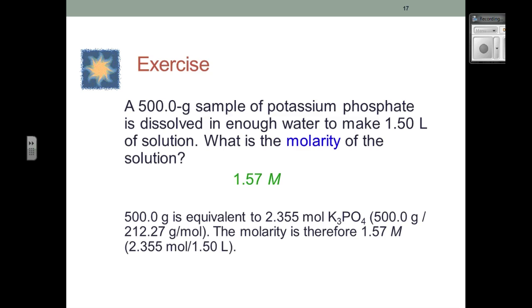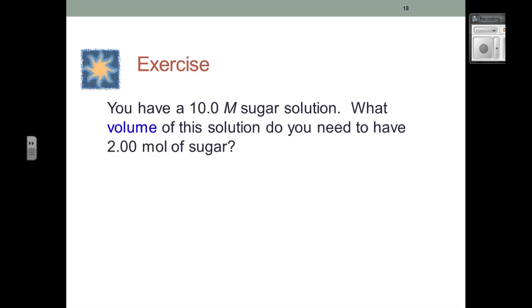Taking notice, potassium phosphate is K3PO4. So you had to get the molar mass, and then you just divide by the volume in liters after you have moles to get your molarity, which is 1.57. This is tying everything in from first semester, right? Naming compounds. So K3PO4, use the molar mass to go to moles. Any questions?